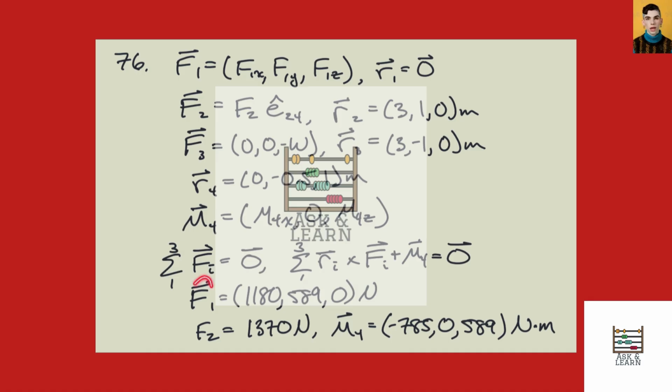Just be careful and systematic going through the algebra and taking these cross products and being careful with all of that. And in the end, you're going to get that the reaction force at the wall has, in the x direction, 1,180 newtons. In the y direction, 589 newtons. And there's actually no force in the z direction, which is somewhat surprising. But again, the cable could be supporting all of the weight, and in fact it is because this component turns out to be 0.